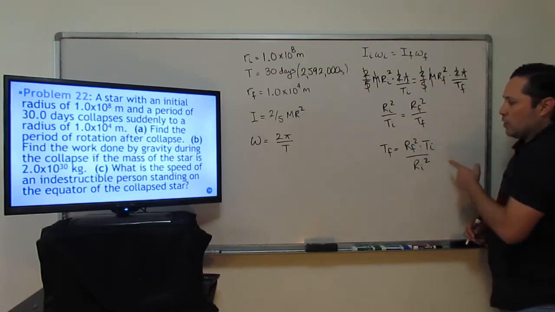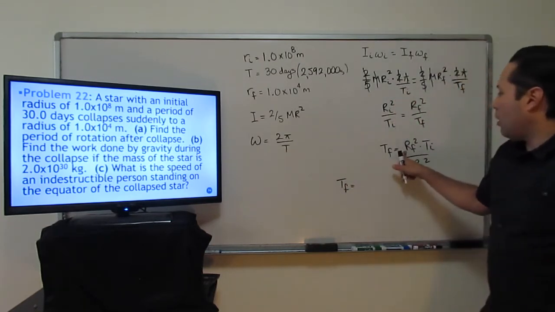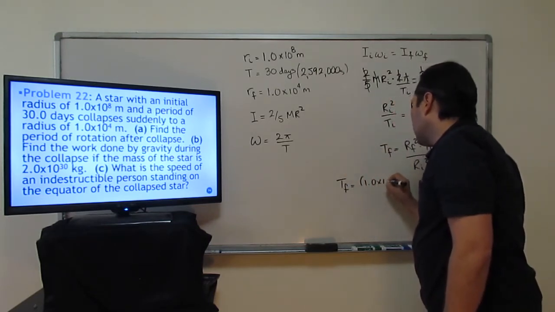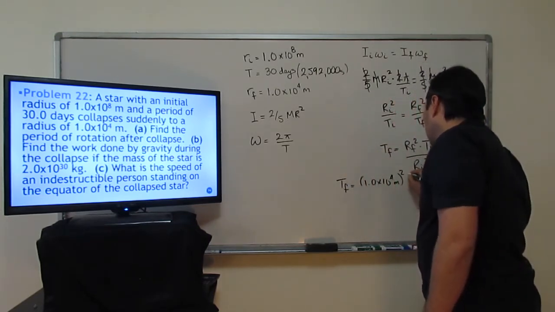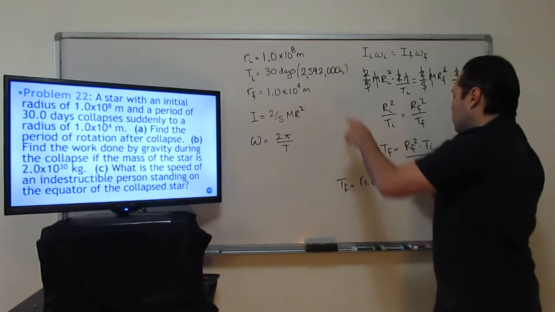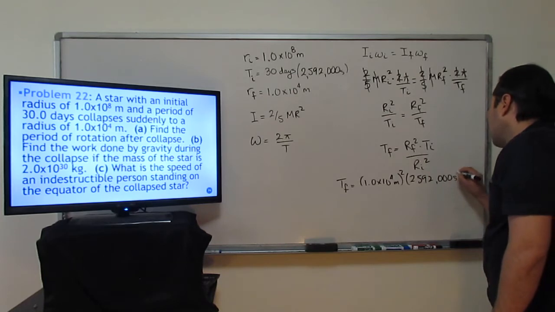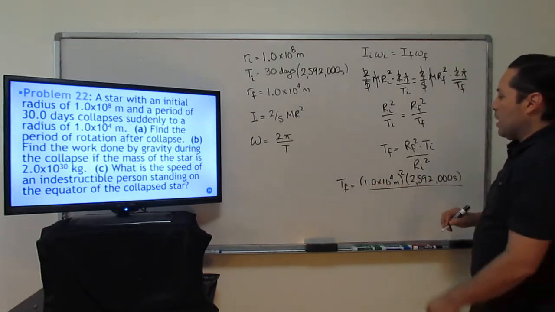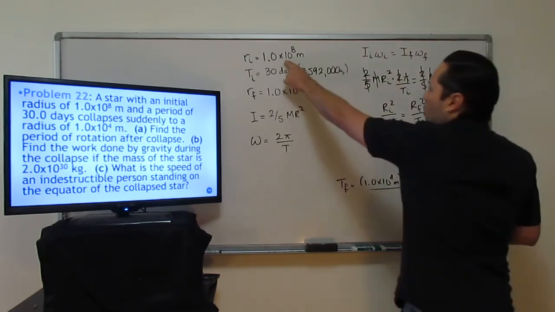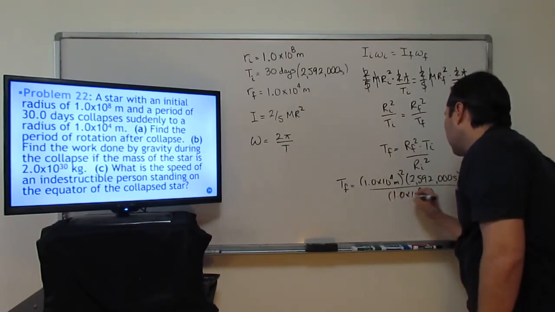And we have all of these values. We can plug it in and solve for what is the period of rotation of this planet. All right, Rf is the final radius. The final radius was 1.0 times 10 to the 4 meters. I'm going to square that. Multiply times Ti, the initial period of rotation was 30 days. So that is 2,592,000 seconds. And all of it is divided by Ri squared, the initial radius 1.0 times 10 to the 8 meters, and that is squared.